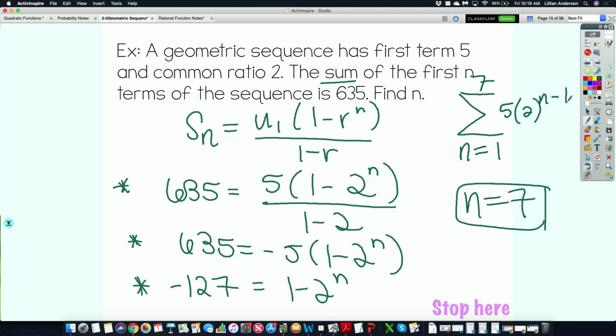What does that mean? Sigma notation, the sum to the 7th term of the explicit formula. Okay? This is the explicit formula for this particular geometric sequence, the first term times the common ratio to the n minus 1. And since I knew that that was 7, 1 to the 7th term. Okay? Don't forget about that as well.